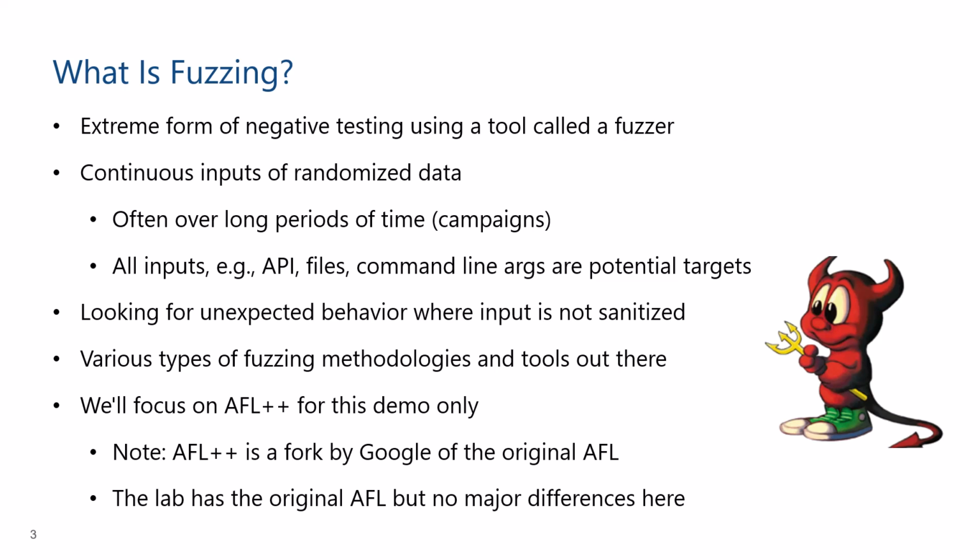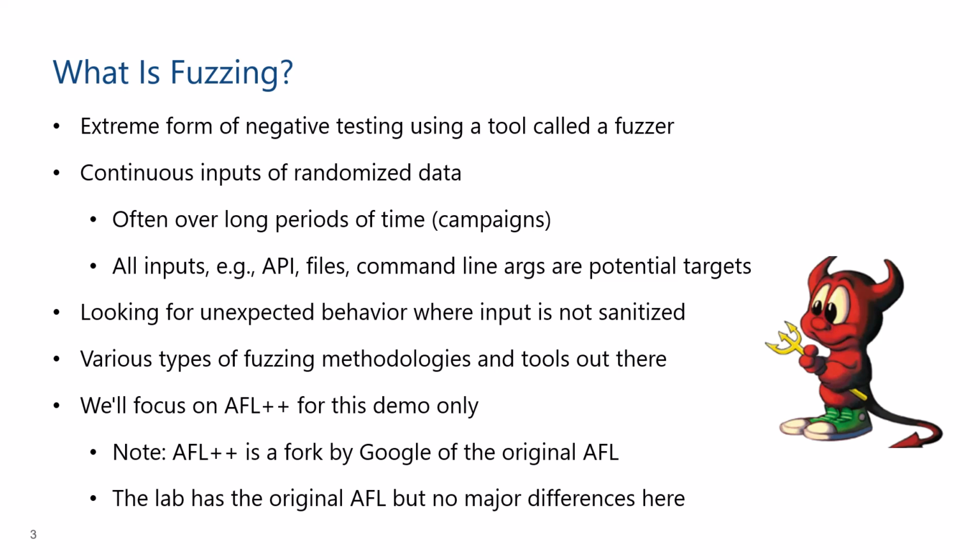So, what is fuzzing? It's an extreme form of negative testing using a tool called the fuzzer. This is where we have continuous inputs of randomized data. And usually fuzzing happens over long periods of time. They're called campaigns, but we'll get into more of what a campaign is. And then we're looking at any kind of input that your program may have. It might have an API, it might read files, perhaps command line arguments. All of those are potential targets. And what we are really looking for is unexpected behavior where input is not sanitized. I'll talk more about that as well.